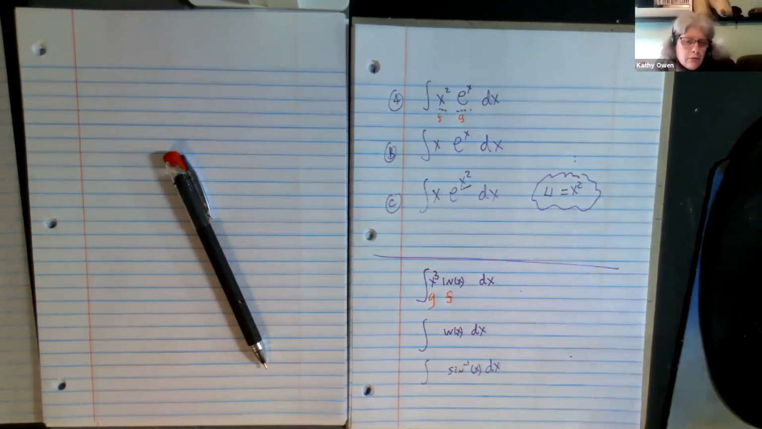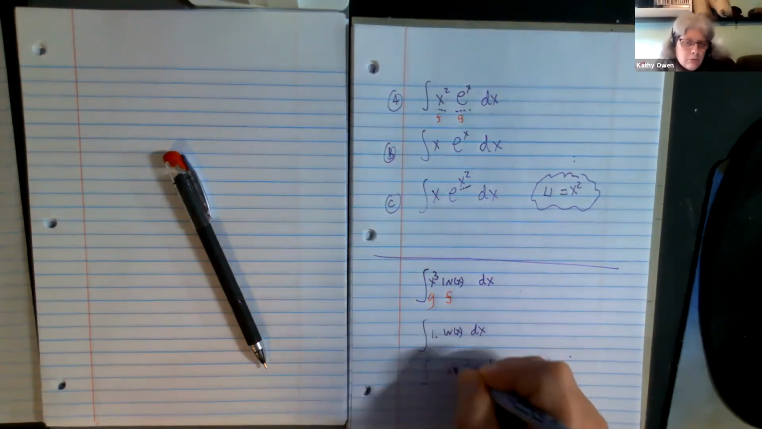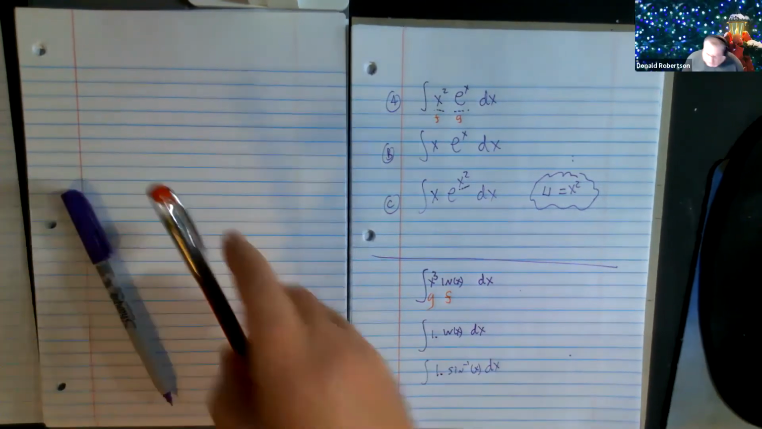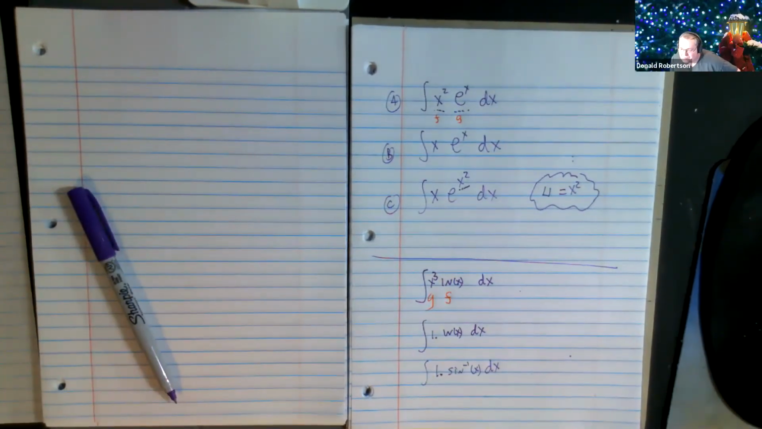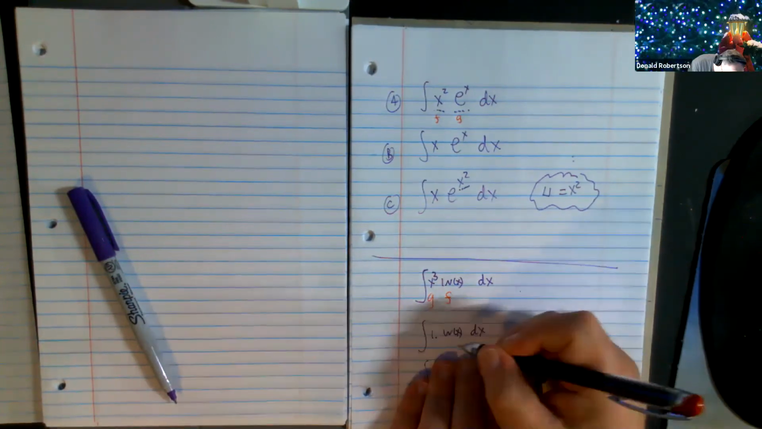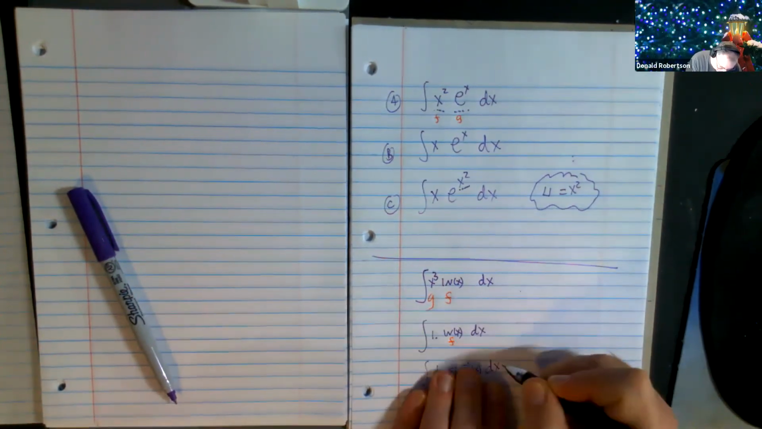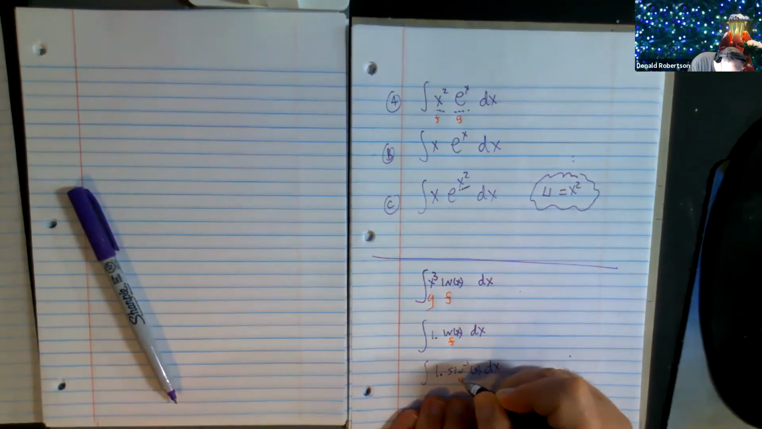Multiply by 1. Right. You still have to pick an F and a G, don't you? So in this one here, you pick that as the F. In this one here, you pick that one as an F.